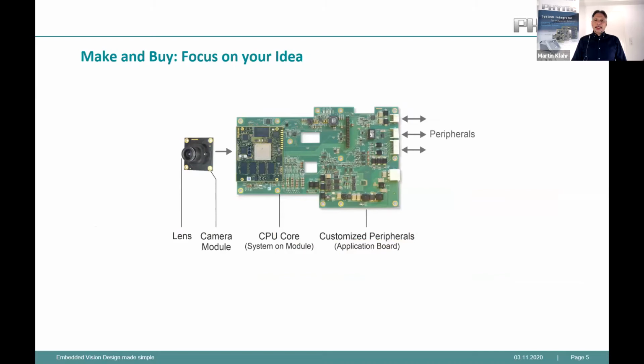So the key idea is to use a make and buy strategy here. This means we are using pre-designed components for those parts of the product which are pretty standard. And the individual part remaining is placed on a specific application board, sometimes also called baseboard or carrier board. So we are basically dividing the problem into a standard part we don't have to care about, which is boring work anyways, and the individual part that makes our product our product.